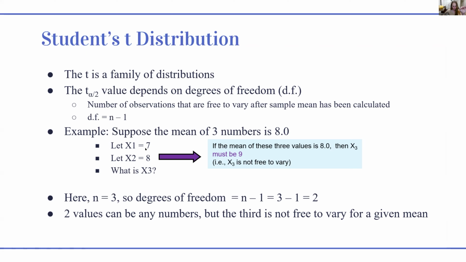It has to be. If you know two, x sub 3 is not free to vary. Whereas if you only knew that 7 was the mean, these other two could be any. So here, n is going to equal 3, the number of observations. So the degrees of freedom, always n minus 1, is 2. Two values can be any number, but the third is not free to vary for a given mean. Again, if that is difficult to parse, and I totally get it, just remember the degrees of freedom is n minus 1. That's all you have to remember.